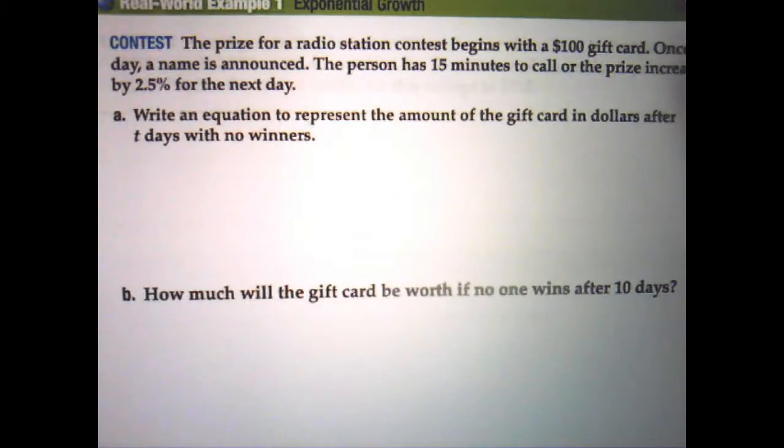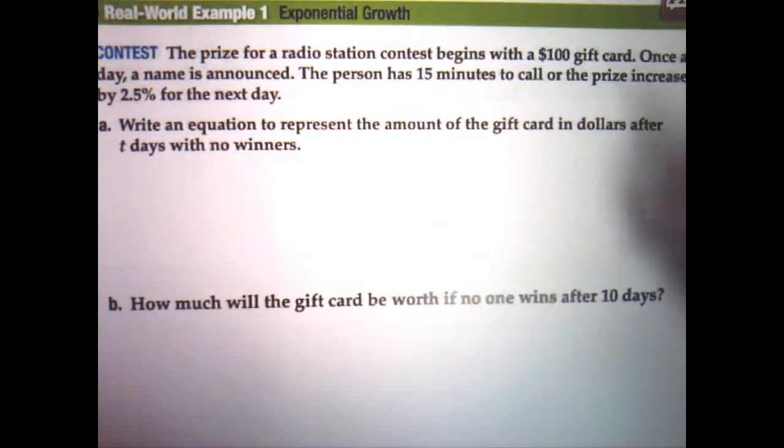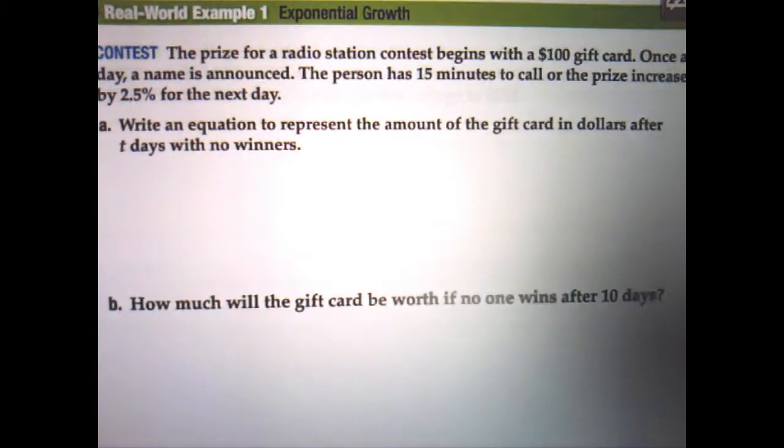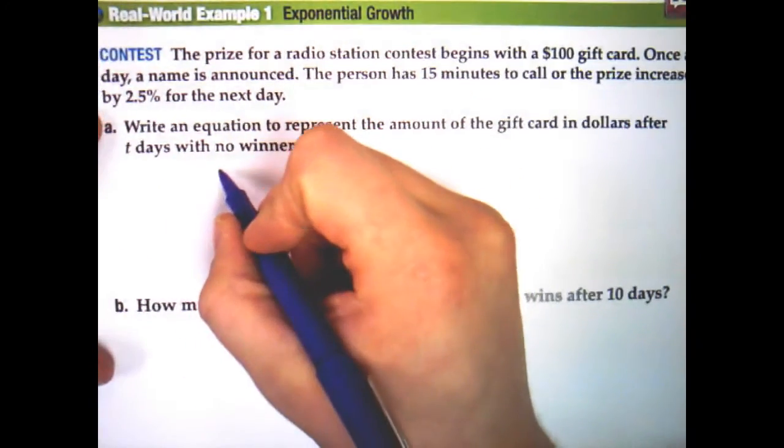So if we take a look at an example here, example number 1, it says the prize for a radio station contest begins with a $100 gift card. Once a day, a name is announced. The person has 15 minutes to call, or the prize increases by 2.5% for the next day. So we want to write an equation to represent the amount of the gift card in dollars after t days with no winners. So what we can do is we start with our general form.